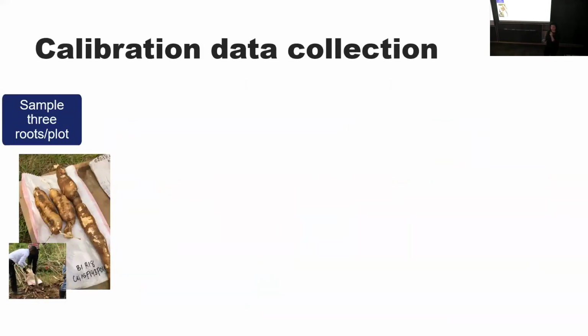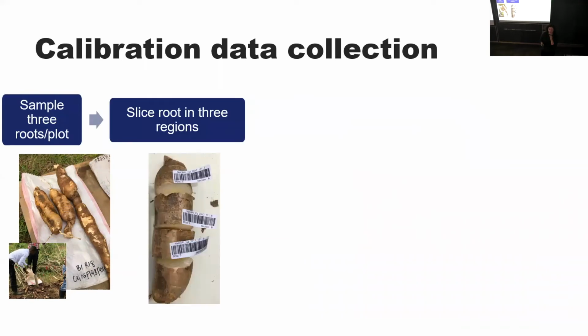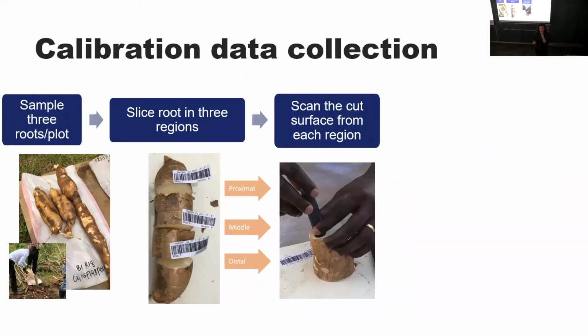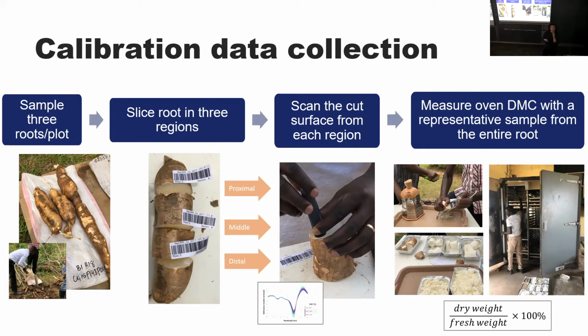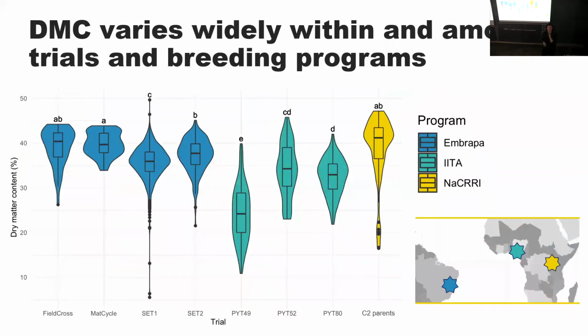So the calibration data collection looks like selecting several roots per plot and then slicing them. So this, we have 3 different slice points, and that is so that we can cover the variation within the root. These root slices are each scanned with the spectrometer, and then we take a mean plot dry matter content measurement using the oven method that I talked about earlier. And these scans are paired with these measurements, and those go into our prediction models.